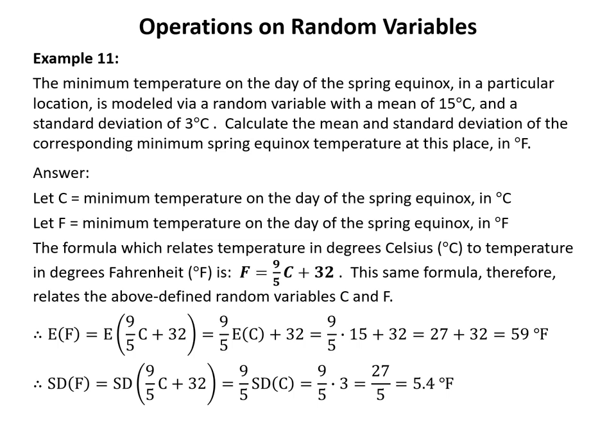And the standard deviation of F would equal the standard deviation of 9/5 C plus 32, which would equal 9/5 times the standard deviation of C, which equals 9/5 times 3, which equals 27 over 5, which equals 5.4 degrees Fahrenheit.